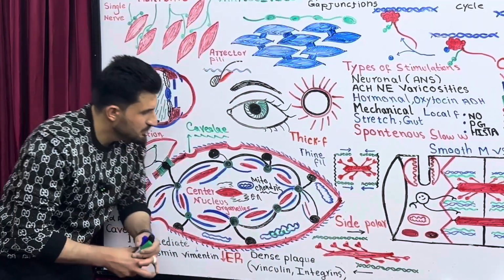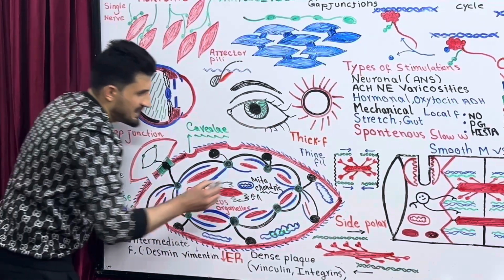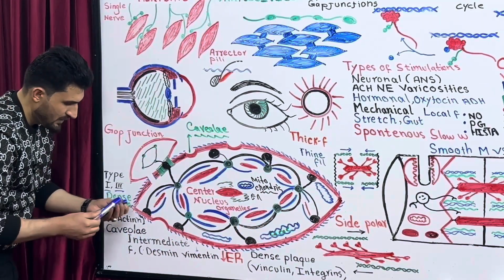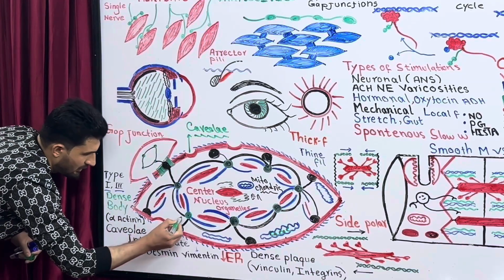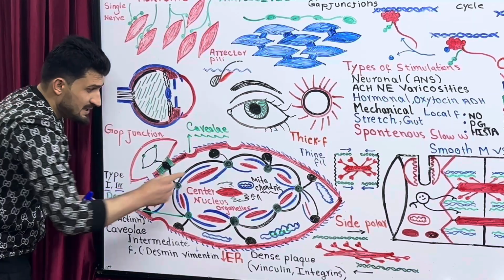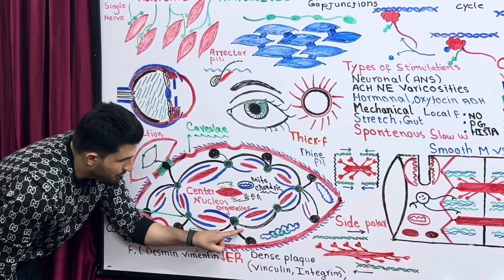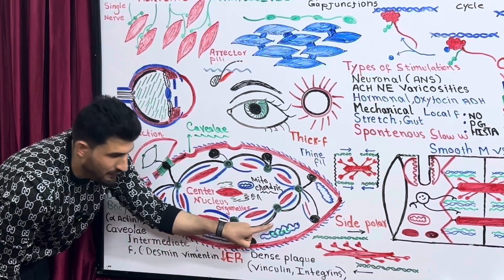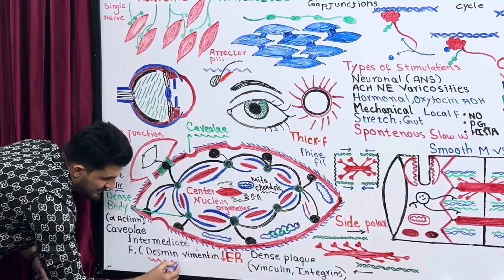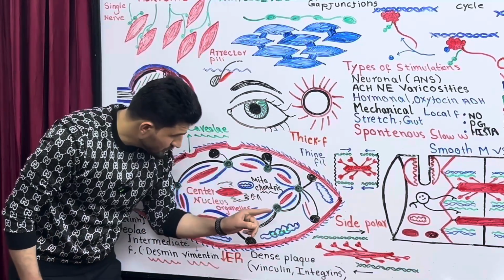Now, here in smooth muscle, we don't have Z discs, okay? And instead of Z discs, we have proteinous structures that are called dense bodies. They are called dense bodies, okay? And these two dense bodies are interconnected to each other by a protein called intermediate filament. And this intermediate filament is made of desmin and vimentin proteins.